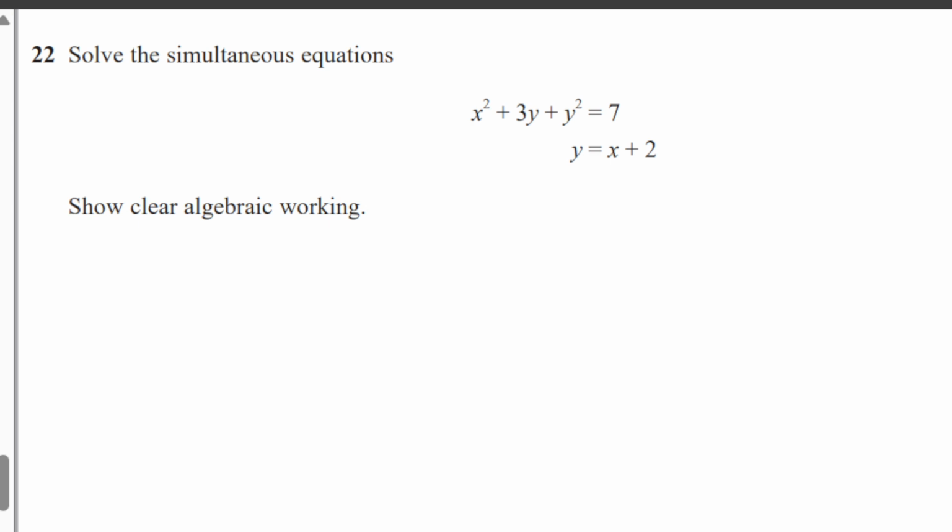Question 22 is 5 marks. The question asks to solve the simultaneous equations, and they say show clear algebraic working. So you can pause the video and try it yourself if you want.